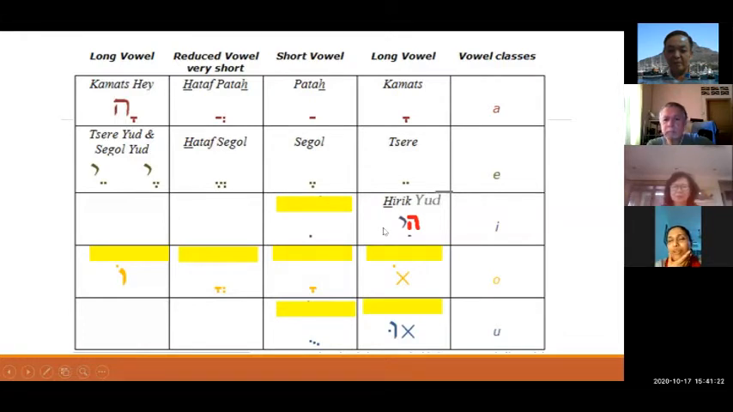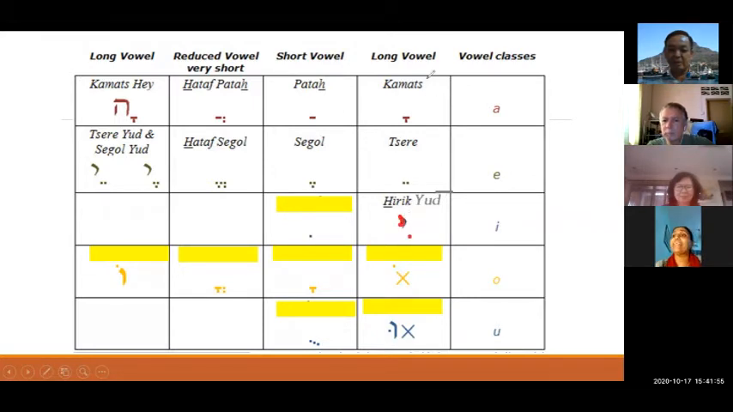I just want you to remember that when you say the word Hirik, you're actually smiling. So it's a nice word to say, Hirik. And then, just like you saw the Kamatz He and the Segol Yod, you have the Hirik Yod. Again, the Yod in this case is not acting as a consonant. It is part of the vowel. It makes the vowel a longer I sound. So Hirik Yod.